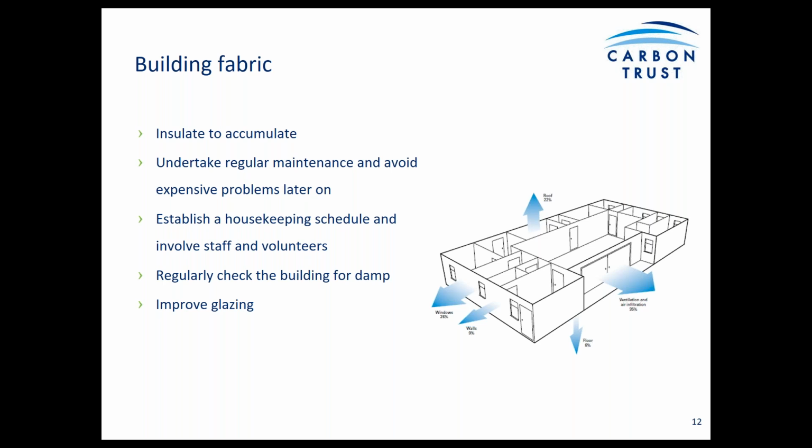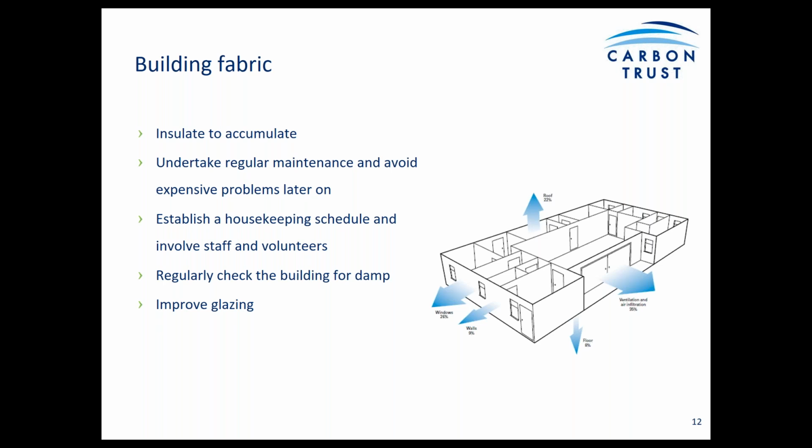So common recommendations with regards to building fabric would include insulating the roof. So around 25% of a building's heat will escape via the roof if there is no insulation, potentially adding hundreds of pounds a year to the heating bills. So insulating any roof spaces and unfilled external cavity walls as well is a very effective and relatively inexpensive way of reducing the heat loss of that building.